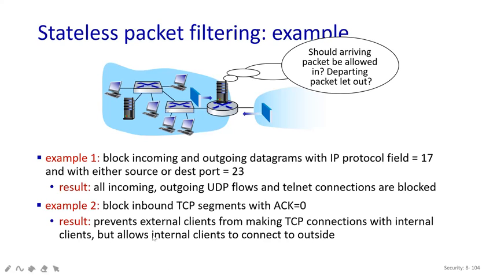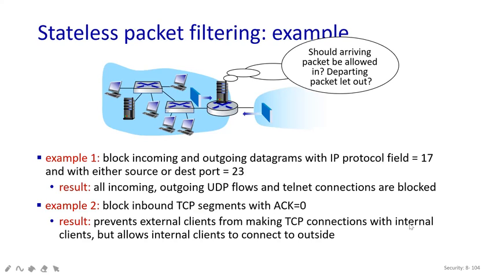In the next example, you can see the TCP segment has been given with acknowledgement 0. So what will be the result of this? How are we going to prevent it? Here it prevents external clients from making TCP connections with internal clients. First, the TCP connection has to be built up between the internal clients and the external clients. It has been given in the question that for the inbound TCP segments the acknowledgement is 0. It means that we are having connectivity between the TCPs.